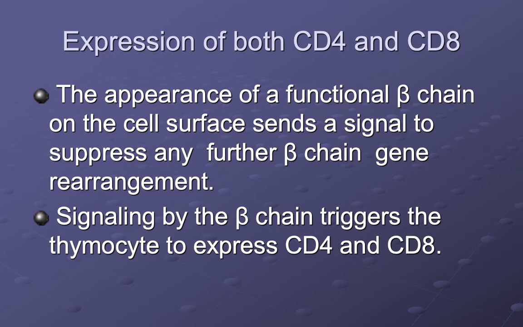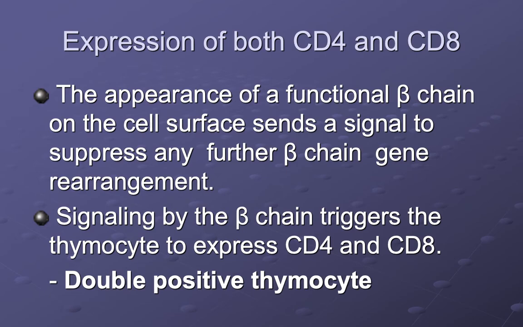The appearance of a functional beta chain on the cell surface will send a signal to suppress any further beta chain rearrangement, and such signaling by the beta chain will actually trigger the thymocyte to start expressing both CD4 and CD8, which will result in the formation of what we call a double positive thymocyte. So double positive thymocyte, because this time our thymocyte now possesses the cell surface molecules, CD4 and CD8, along with a beta chain.